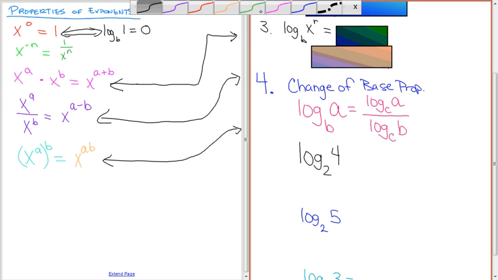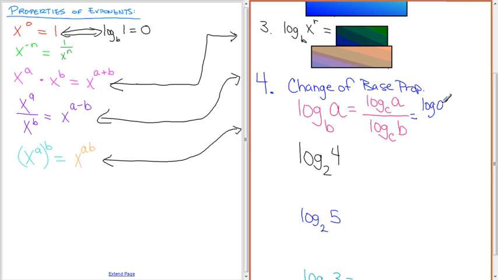Now the reason there is this property is, like I said, you can change it to any base, but the two that you would want to use the most would be a base of 10, so you would get log of a over log of b, which you could also then use natural log, so ln of a over ln of b. And either way, you will get the same answer.